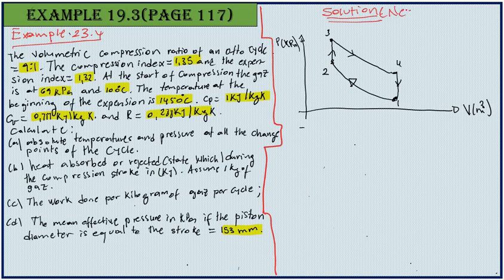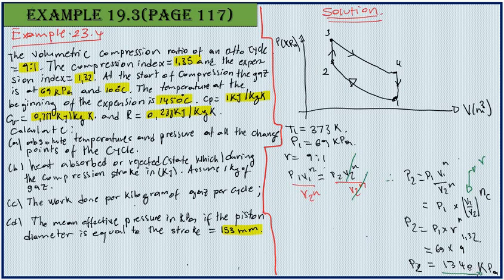So this is the next part. We know that we already have P1, which is equal to 69 kilopascal. We have T1, which is 373 Kelvin. We also have P2, which we determined in the previous slide, which is 1340 kilopascal.